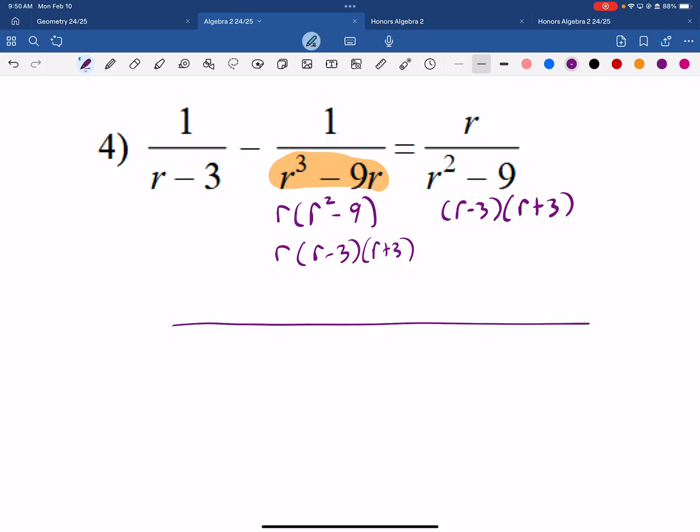Oof. This one's going to be fun. So the first one, common denominator. I've got an r there, so I've got to go r. And then I've got an r minus 3. I've got another one, but it's in a different term. Then I've got an r plus 3. I've got an r minus 3, so there it is.